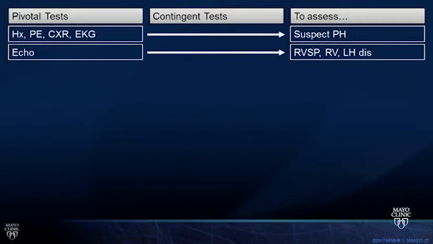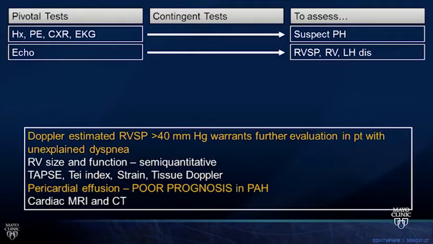So the investigative track, if you will, is fairly obvious in the sense that everybody's going to get a history, physical exam, chest x-ray, an ECG, and an echo. And echo really is the best screening tool for pulmonary hypertension. It'll give us information on RV systolic pressure, the state of the right ventricle, the state of the left ventricle, presence of left heart disease. Typically, a Doppler estimated RV systolic pressure greater than 40 warrants further evaluation in a patient with unexplained dyspnea.